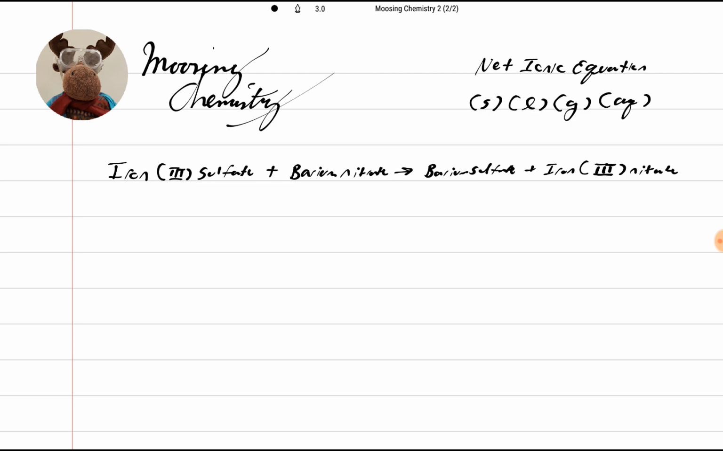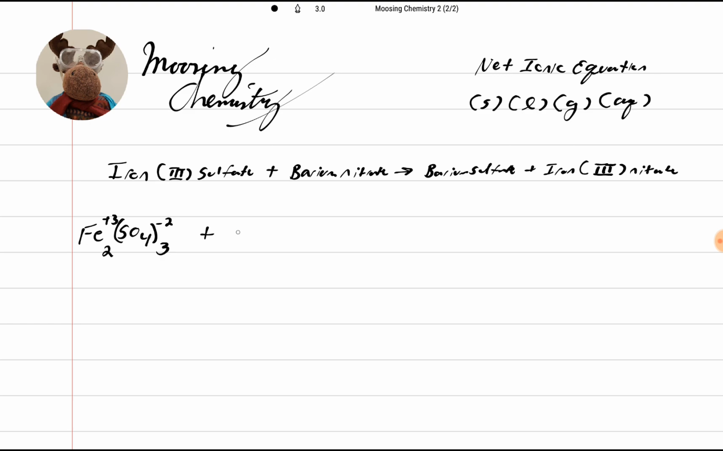So now, let's go ahead and do our skeleton. So we get Fe for iron, and it says iron 3, so we know that's Fe plus 3. Sulfate is SO4, it has a -2 charge. So we'd have to do the old crisscross. Remember the crisscross method? We're going to put a 2 here, and then we're going to bracket the sulfate ion and put a 3 there.